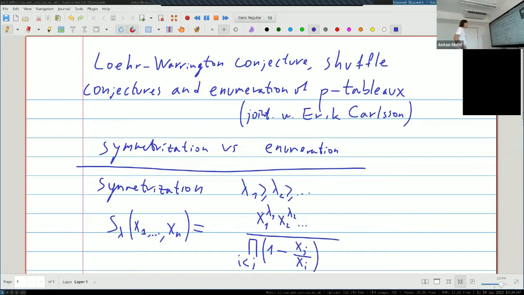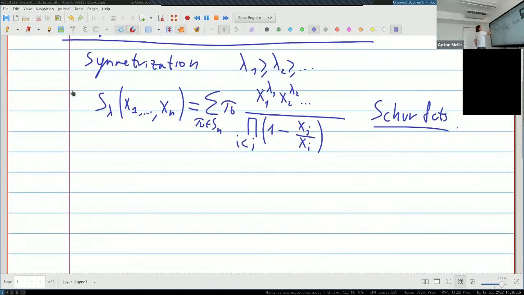That's the right thing to do. And then I want to symmetrize this expression. So I will go over all permutations and I apply this permutation. So these are the Schur functions. And I want to advertise this maybe simple idea, which is well known, that to compute the Schur function, you can symmetrize variables one by one.